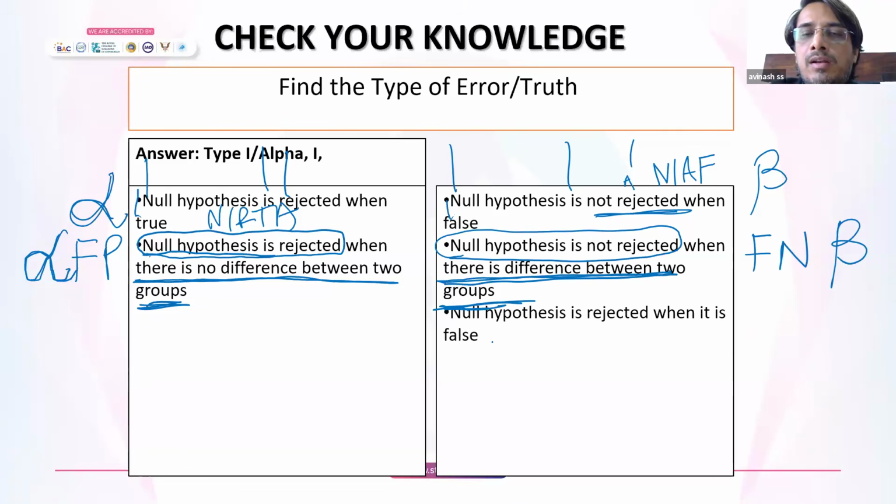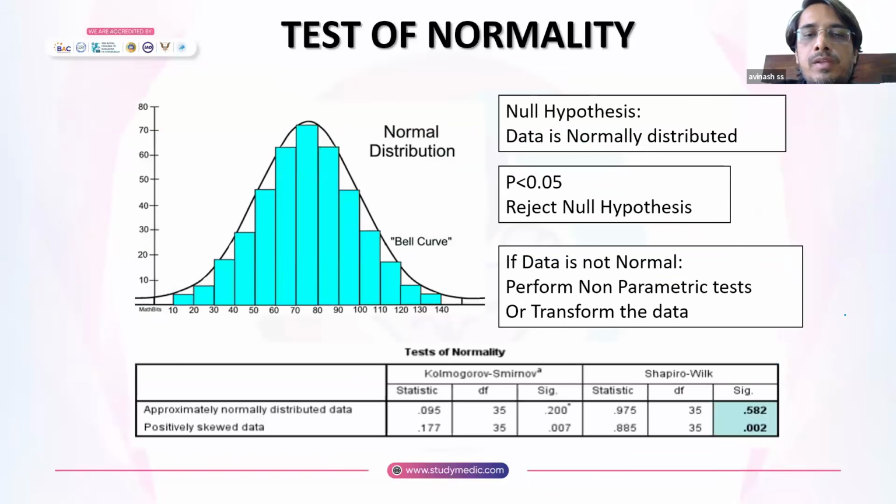Now, what about power? Null hypothesis correctly rejected when false. So, correctly rejected when false, it is power. So, they will ask us to identify this statement in the single best answer options. So, that is about the power and error.